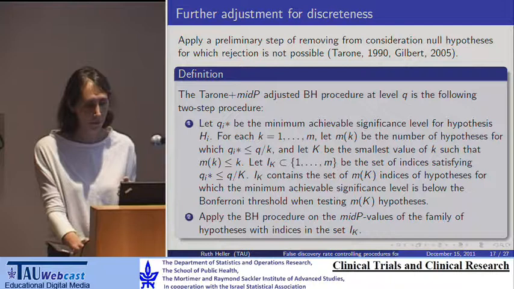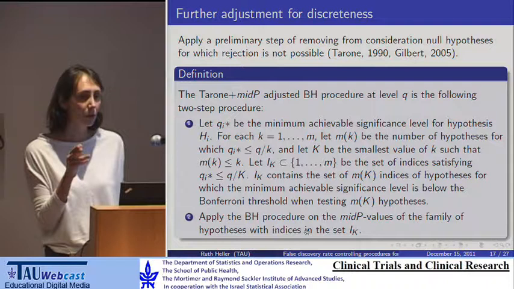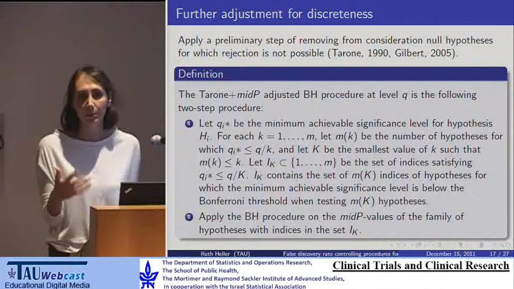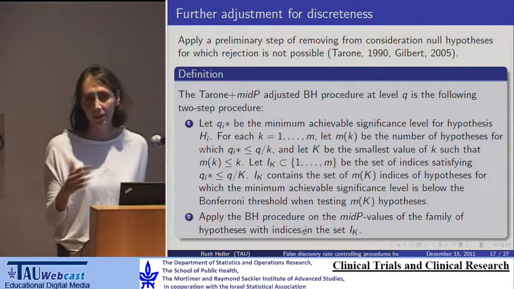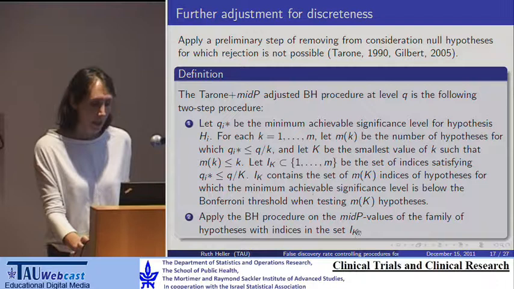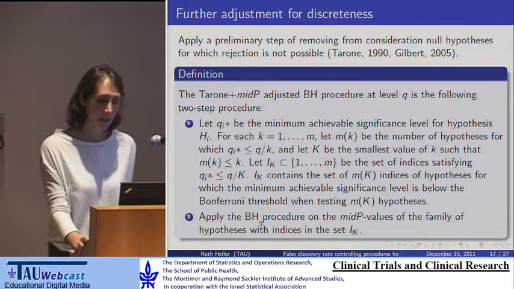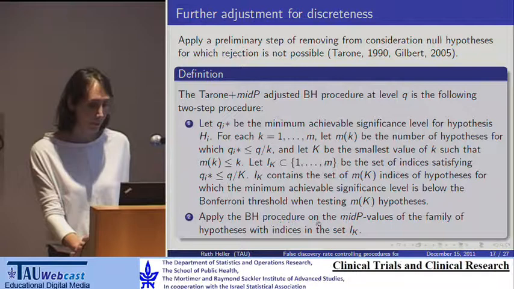So, for example, if we look at 2x2 tables, then we don't look inside the table yet. We only look at the margins of the table, and based on the margins of the table, we can compute the most significant p-value that we could get. If this most significant p-value is not small enough, then we say, well, this is a non-promising hypothesis, and we won't even consider it. So we have a reduced set, not of M hypotheses, but of K hypotheses, let's say, that we want to test, and then on these hypotheses, we will apply the BH procedure on mid p-values.